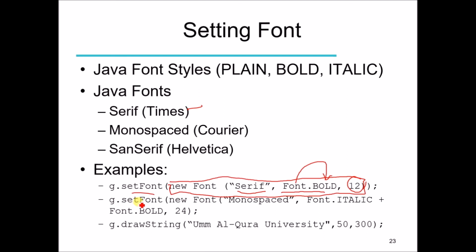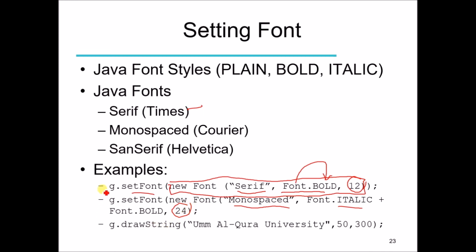One more example of how we can call the method setFont. Again we create the anonymous object. We write the name of the font as Monospace, but this time we are using two constants at the same time: italic plus bold. It means that we are going to draw something on the screen which is not only bold but also italic. So we can combine these constants defined in the class Font. And the size for the font is 24.